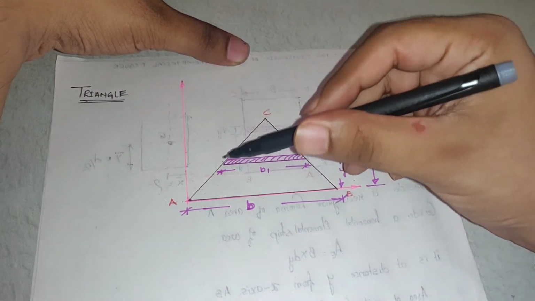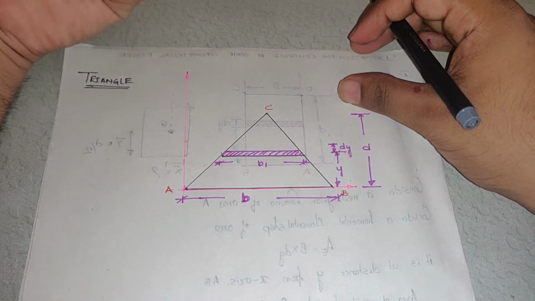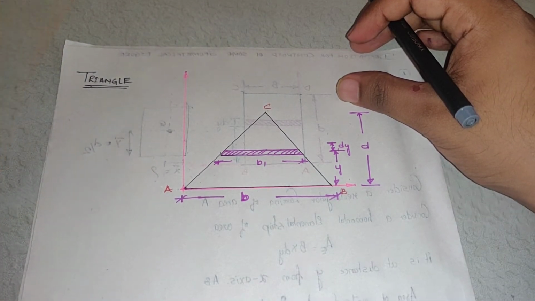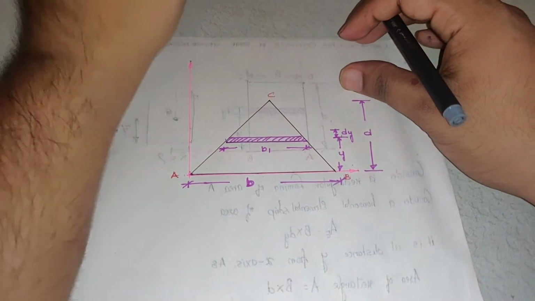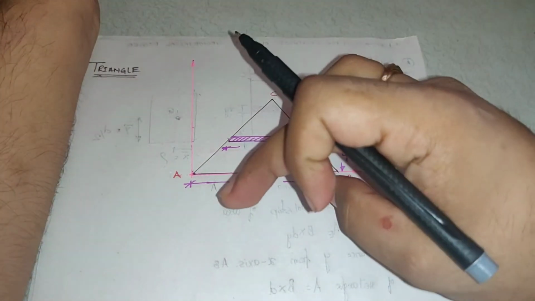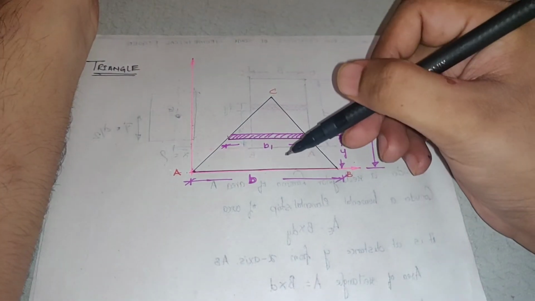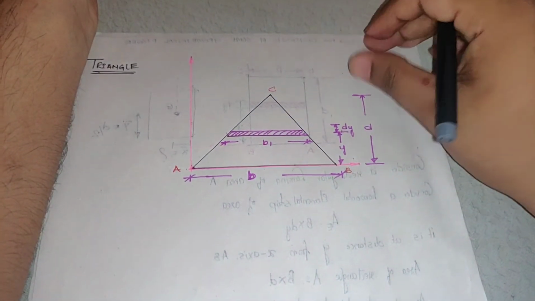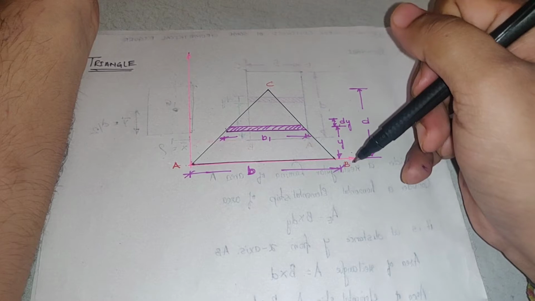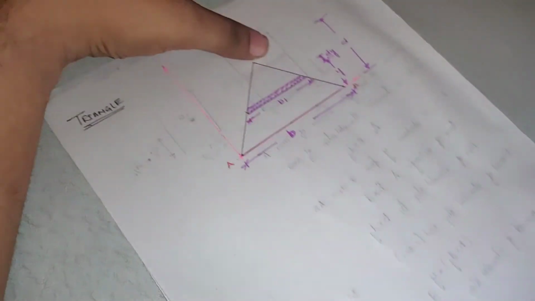Again I have taken an elemental strip whose width is B1. When I was dealing with the rectangle, B was constant when I took the elemental strip. Wherever you cut the section along the depth, the width of the elemental strip was the same as that of the rectangle. But that is not the case here. For the triangle, the base is B and it keeps decreasing towards the top, so the elemental strip will not be the same width as the base. I have marked that as B1. The depth of this is dy and the distance of this elemental strip from the x axis is y.